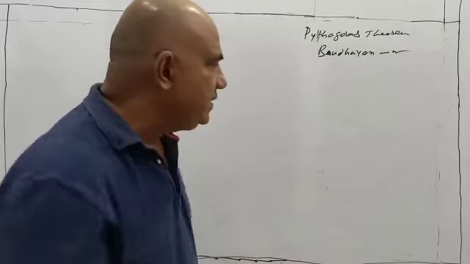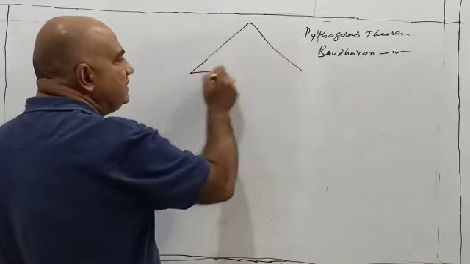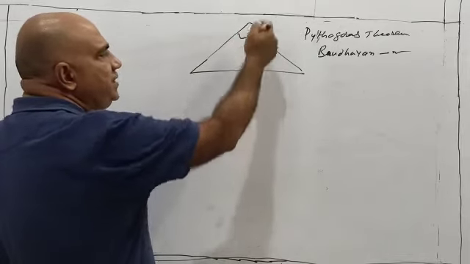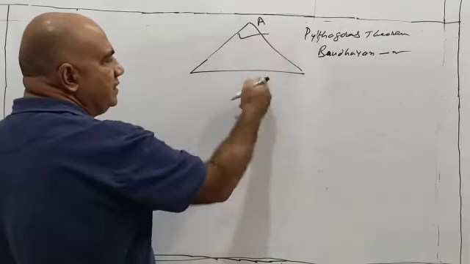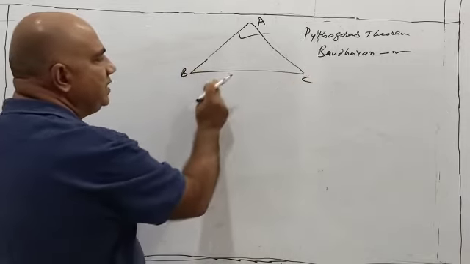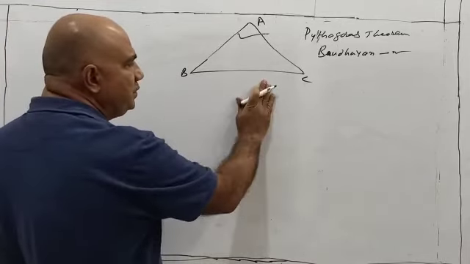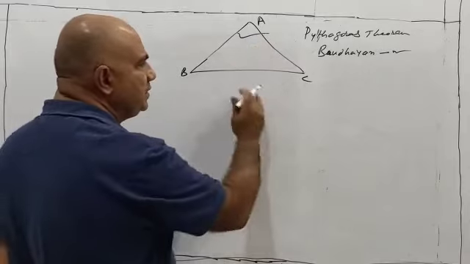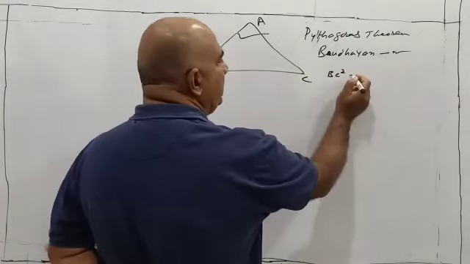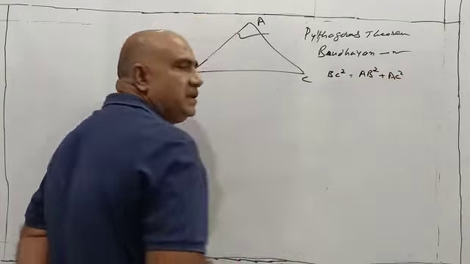of the other two sides. So if I make a triangle here, say this is 90 degree, the side opposite to 90 degree angle is hypotenuse. If I write B here and C here, so here the hypotenuse is BC. So we need to prove the square of hypotenuse is equal to sum of the squares of the other two sides. So I need to prove BC square is equal to AB square plus AC square.